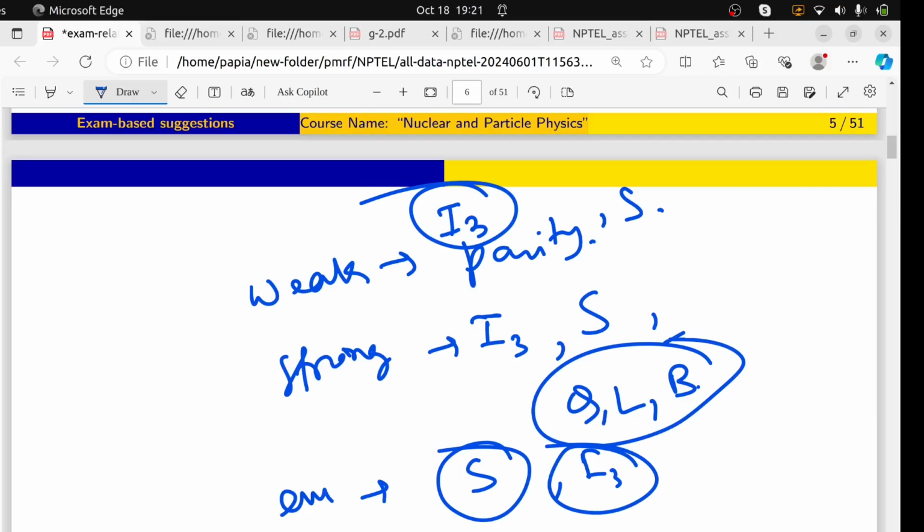But I can tell you one trick also. Whenever you see any interaction involving a gamma, that is definitely an EM interaction. And whenever you see any interaction with a neutrino, that is definitely, without doubt, a weak interaction.